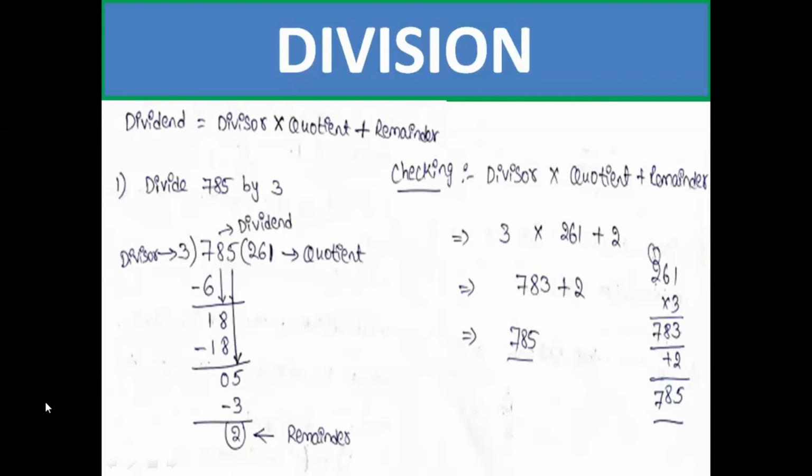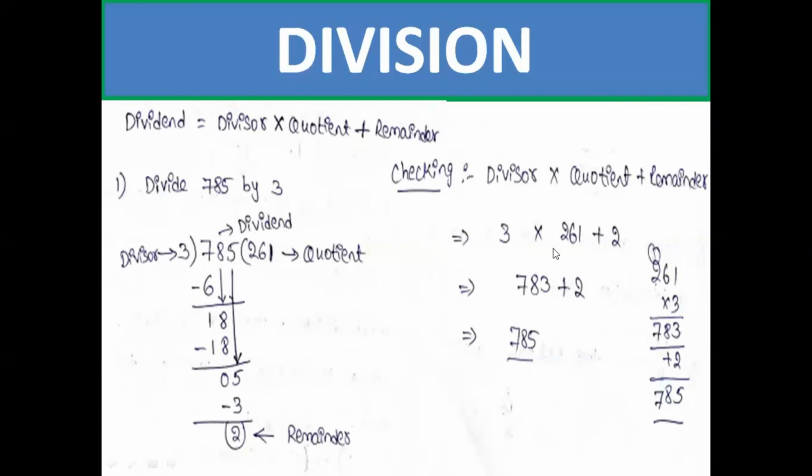Let us check. Dividend is called divisor into quotient plus remainder. We have to get the dividend. Divisor into quotient plus remainder. Let me check. 3 into, divisor means see here 3. Quotient means 261. Write it here. Plus remainder 2. You have to write here.